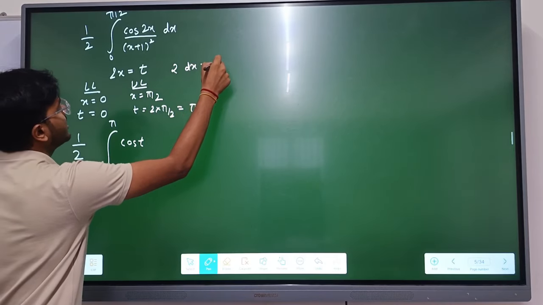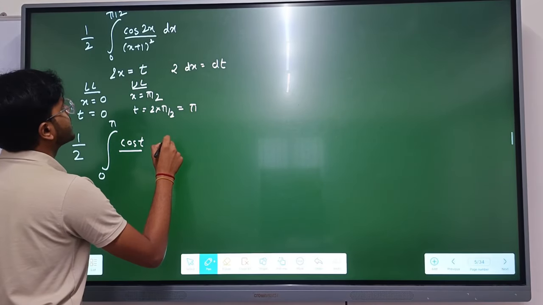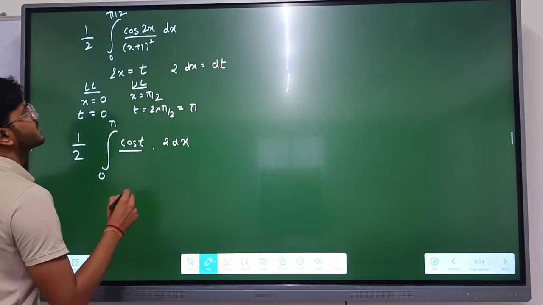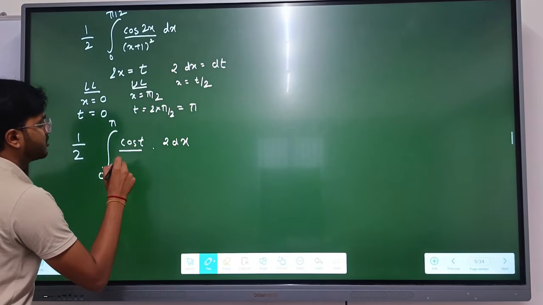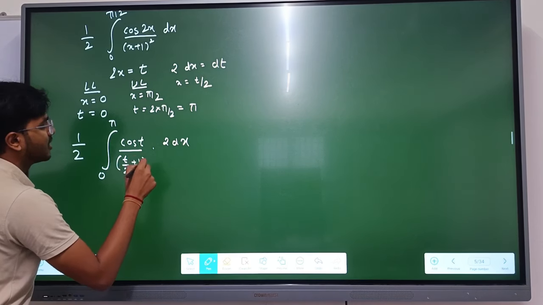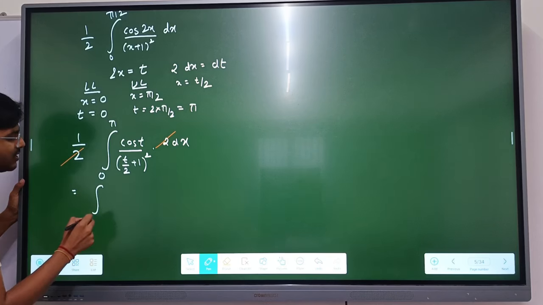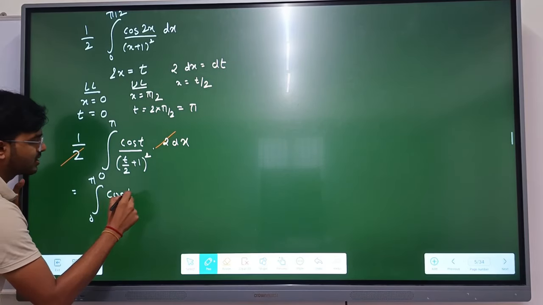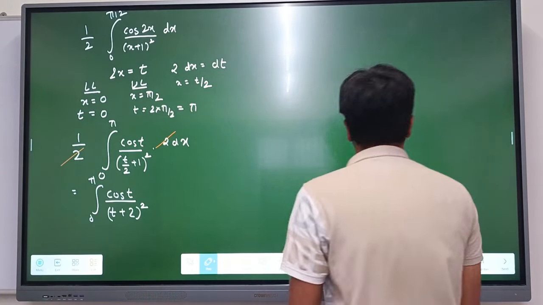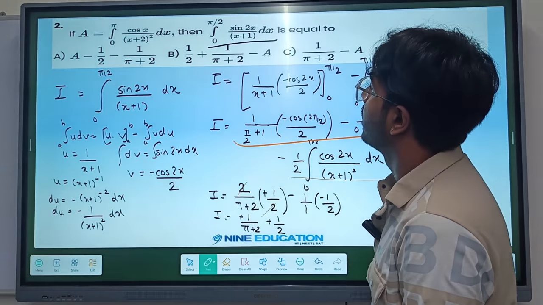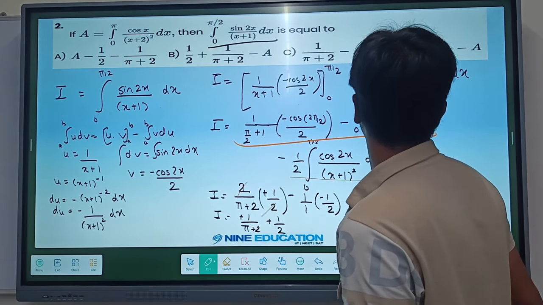Cos t, differentiation of 2x, 2 dx, would be dt. Cos t, and here we have 2 dx divided by, what is x here? X is also t by 2. So (t by 2 plus 1) whole square. So 2 and 2 cancel. So what do we get? The integral from 0 to pi of cos t divided by (t plus 2) whole square. So if we look over here, what will we get? 1 by 2 plus 1 by (pi plus 2) minus A.